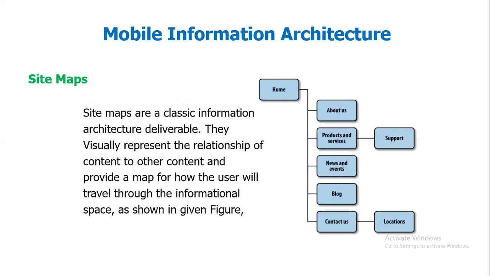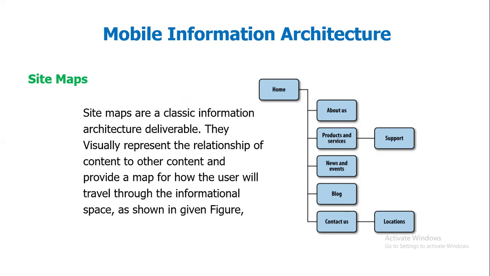The next one in mobile information architecture is sitemaps. Sitemaps are a classic information architecture deliverable. They represent the relationship of content to other content and provide a map for how the user will travel through the informational space. It is given in the figure.